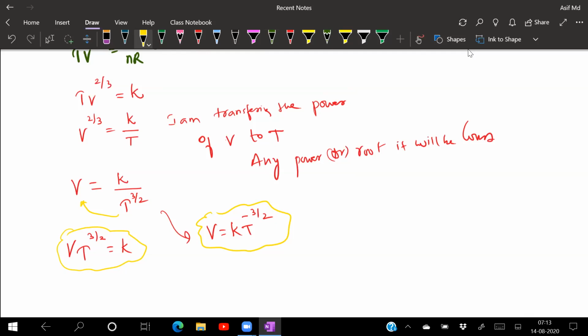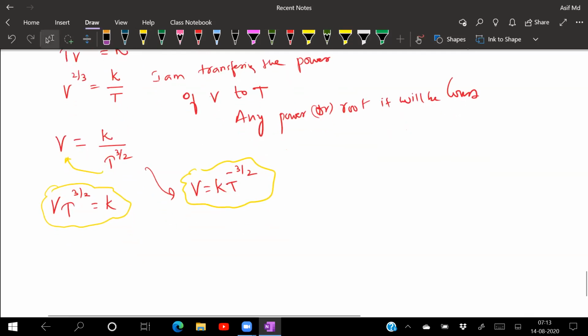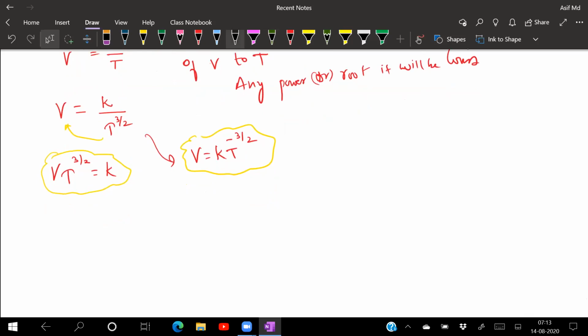Like PV is equal to a constant. So now V is equal to how much? This T, if I take it up here, will become negative. V is equal to K T to the power of minus 3 by 2. Is that clear? Now use the formula we have got right now.